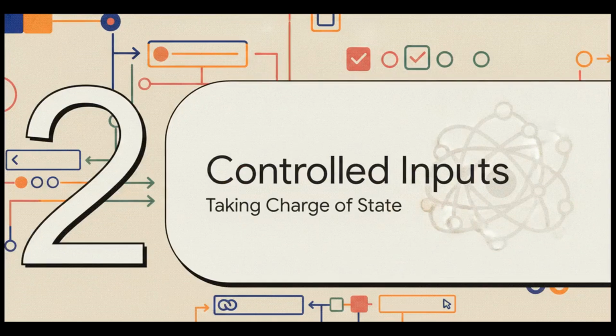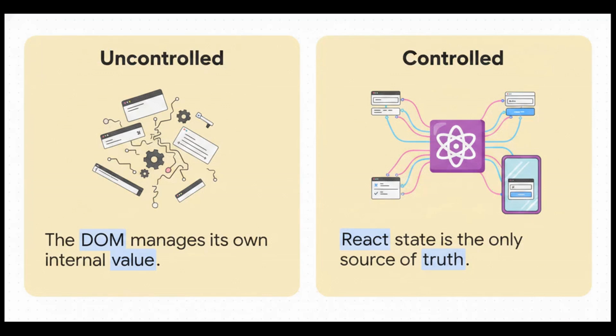Moving right along to section 2, controlled versus uncontrolled inputs. The core difference here really boils down to how we manage data architecture. Think about uncontrolled inputs. The DOM manages its own internal value, totally disconnected from your app's JavaScript logic. This creates a really dangerous split-brain scenario. The DOM thinks the value is one thing, but your React component might think it's another. Or worse, have no idea it even exists until the form is submitted.